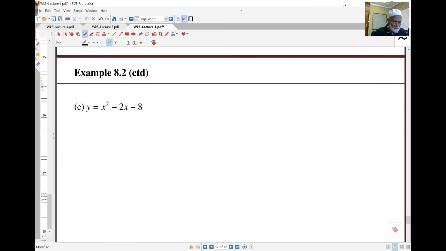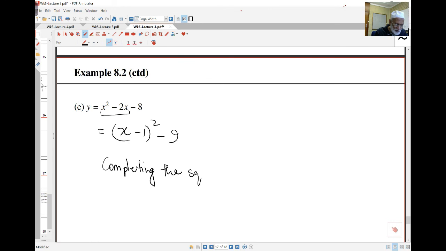Have a look at this one here. I can't factorize this, but I can write it as x minus 1 squared. That part tells me it's an x minus 1 squared, but I get a plus 1 from here, so we subtract here. You can expand this out and you'll find it's the same thing. This is called completing the square, and we haven't paid much attention to this. But the idea is I write this as a square plus something else that I need to maintain equality.